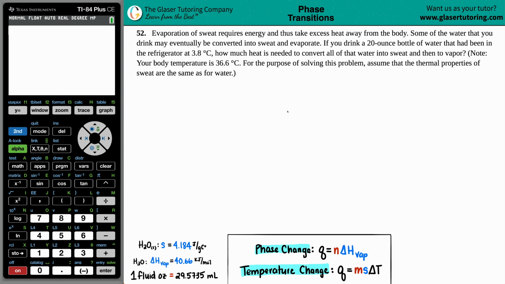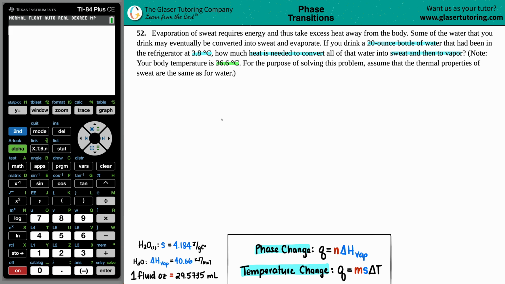Number 52. Evaporation of sweat requires energy and thus takes excess heat away from the body. Some of the water that you drink may eventually be converted into sweat and evaporate. If you drink a 20-ounce bottle of water that had been in the refrigerator at 3.8 degrees Celsius, how much heat is needed to convert all of that water into sweat and then to vapor? Note, your body temperature is 36.6 degrees Celsius. For the purpose of solving this problem, assume that the thermal properties of sweat are the same as for water.